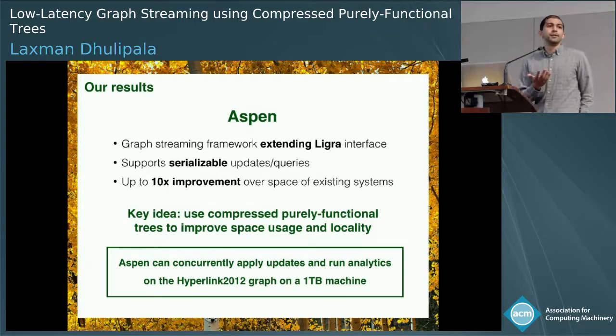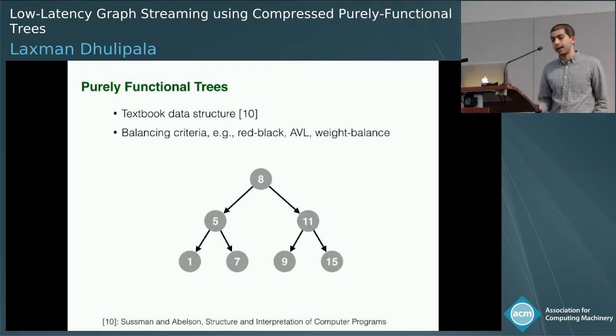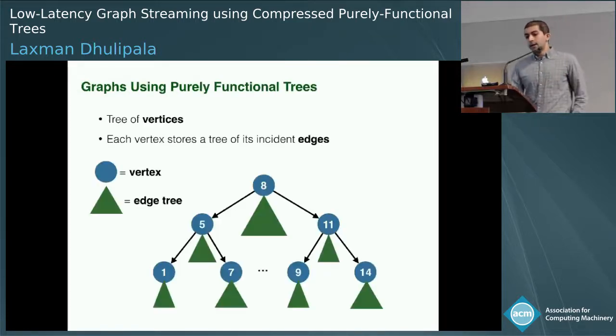So I'm now going to go into the particular methods and techniques that we use to achieve our result. The main idea in our work is to use purely functional trees, which are a textbook data structure. You can find them, for example, in the SICP book. You're storing an ordered set of elements according to some sort of balancing criteria, for example, red-black or weight balance. How do we represent a graph using a purely functional tree?